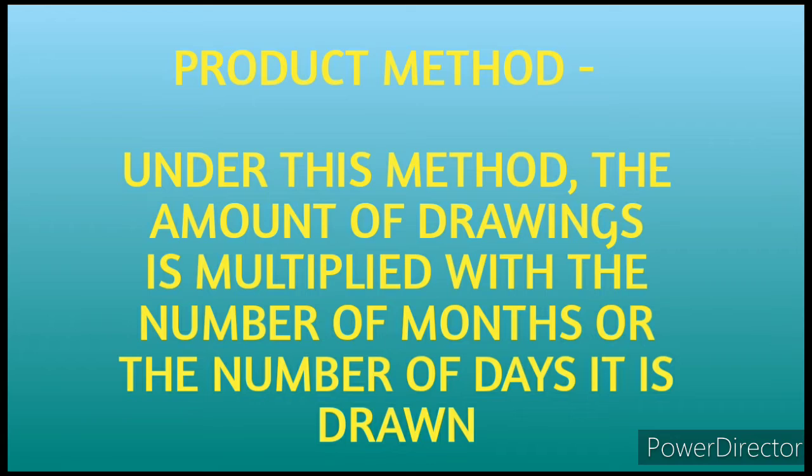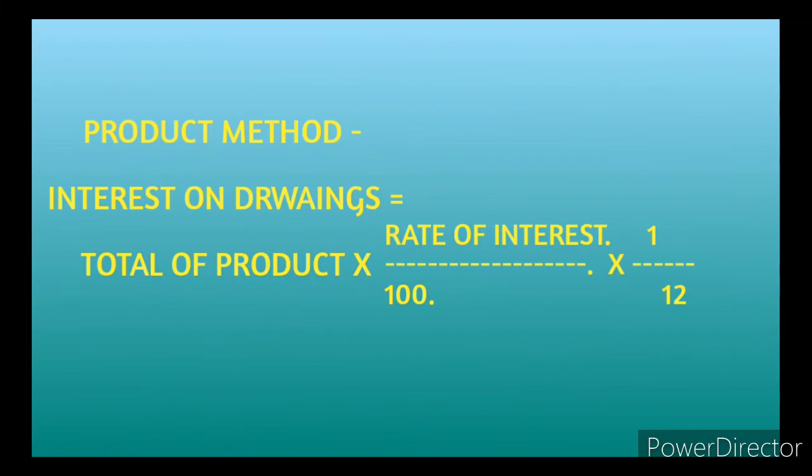For which it is drawn. The product so obtained is totaled and interest is calculated thereon for 1 month if the period taken is in months, and for 1 day if the period taken is in days. The formula will apply: interest on drawings is equal to total of products multiplied by rate of interest by 100 multiplied by 1 by 12 or 1 by 365. 12 is for 12 months and 365 is for 365 days, which makes 1 year.